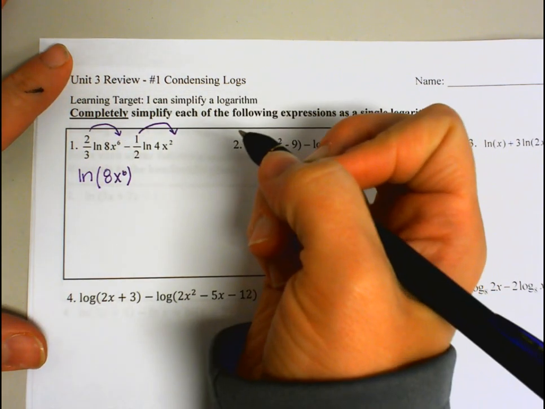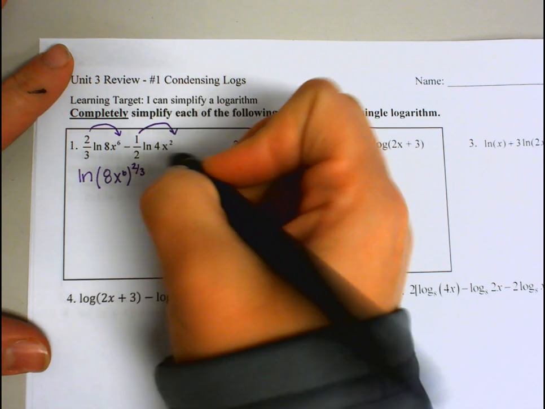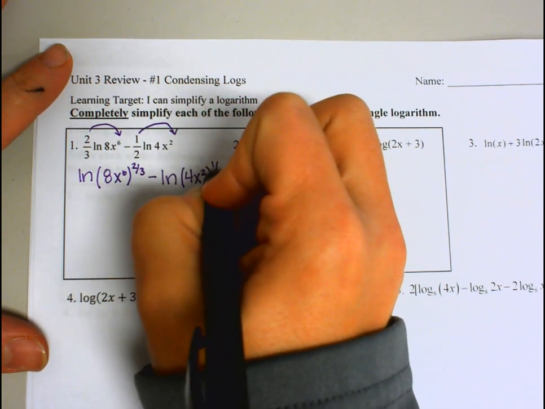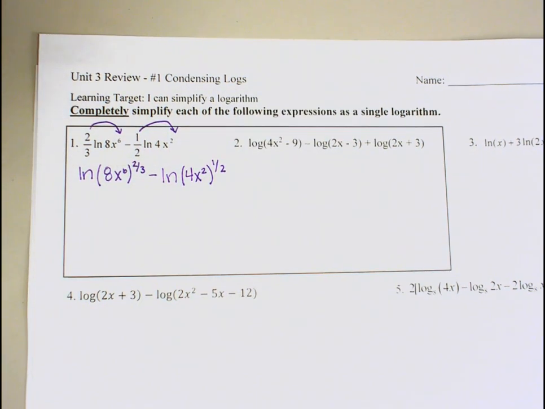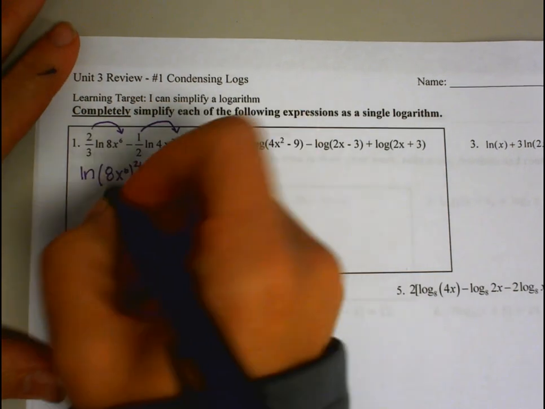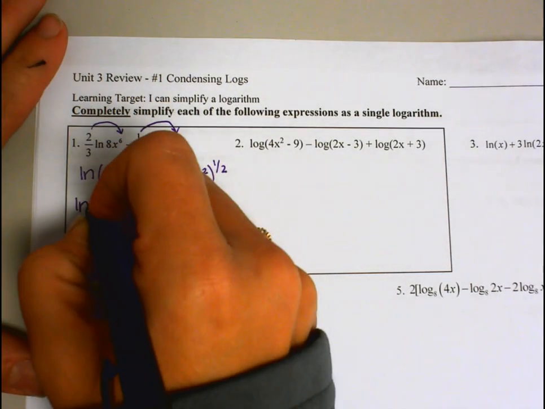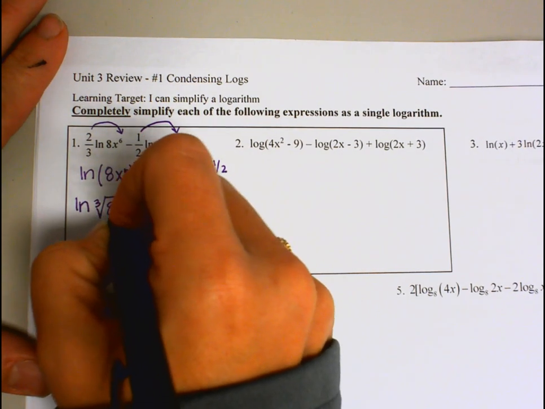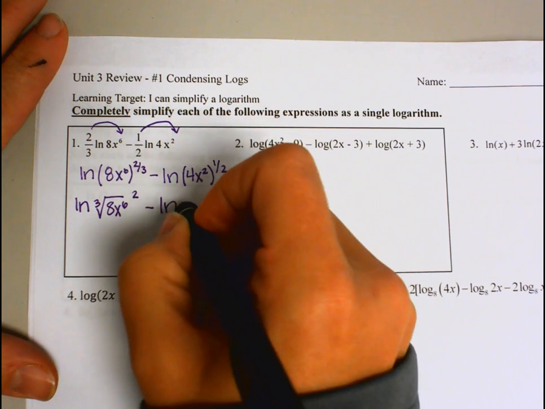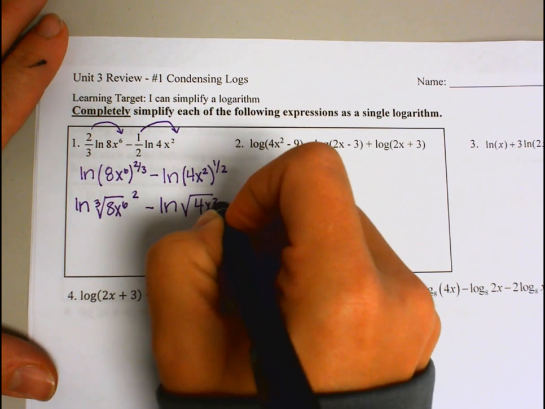All of that is being raised to the 2/3 power, minus the natural log of 4x squared to the 1/2. So you could either multiply your exponents, because when we have a power to a power, we multiply, or you could rewrite it in radical form. So I might rewrite this as the natural log of the cubed root of 8x to the 6th squared minus the natural log, and 1/2 would be the square root of 4x squared.